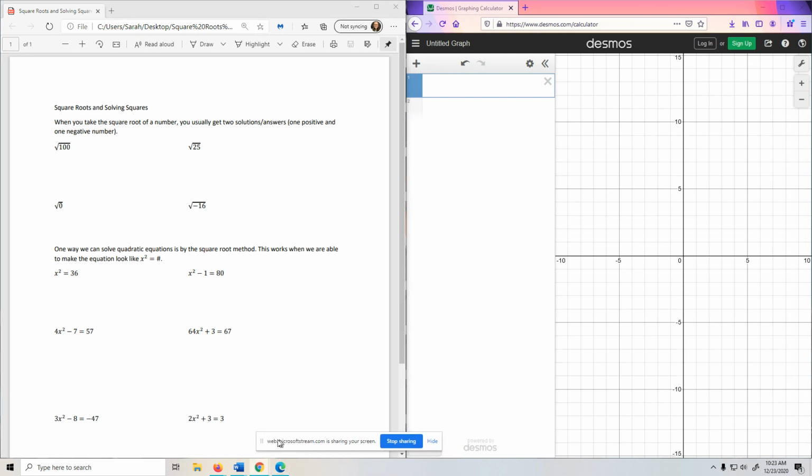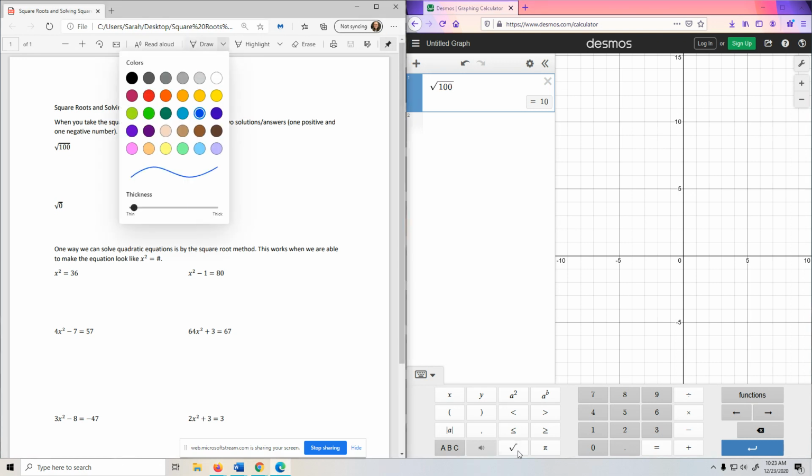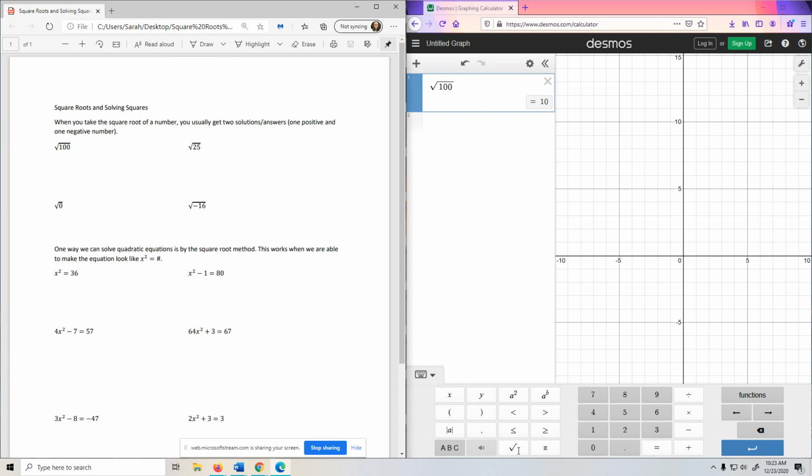So if you're going to use Desmos to take square roots, if you look at your Desmos keyboard, you do have a square root button. It's in the bottom row near pi. And then type in your number inside the square root. Desmos tells you that the square root of 100 is 10, which makes sense because 10 times 10 is 100.